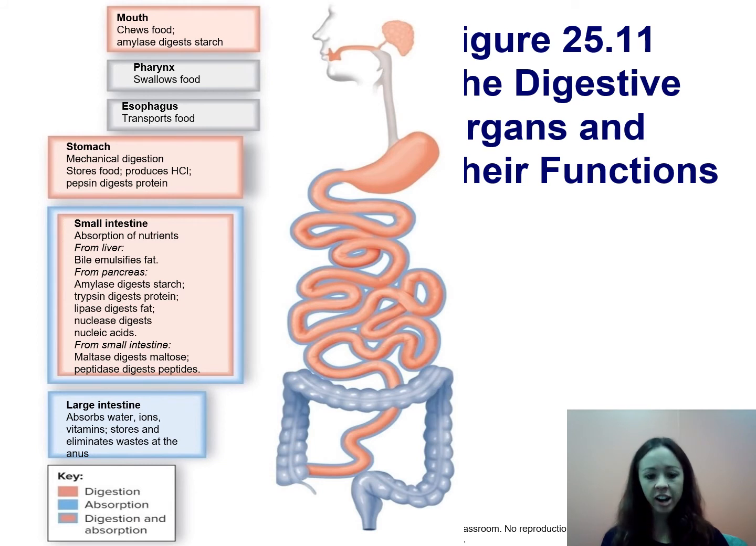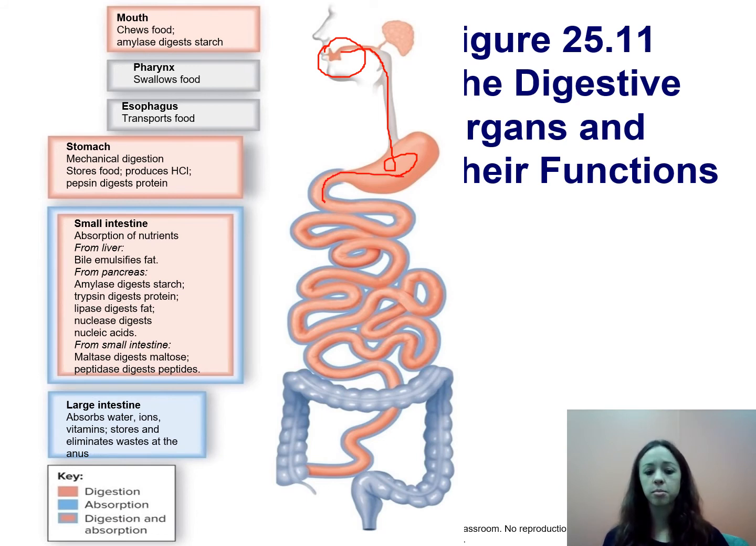Here you can see the entire anatomy of the digestive system. Here you have the mouth, which chews food, and where the enzyme amylase will break down that carbohydrate starch. Food then passes through the pharynx into the esophagus, where it goes into the stomach, where both mechanical and chemical digestion takes place. The stomach is also responsible for storing food until it is ready to go into our small intestines. The hydrochloric acid from the stomach contains an enzyme called pepsin, which is responsible for the breakdown of proteins found in our food.